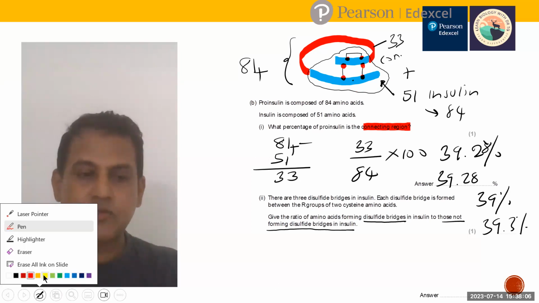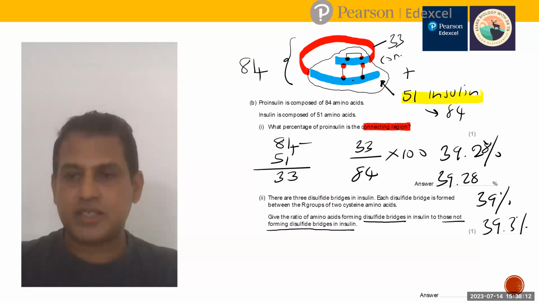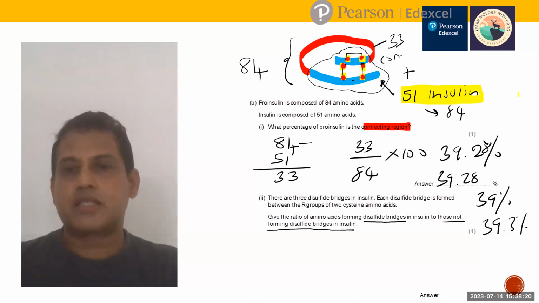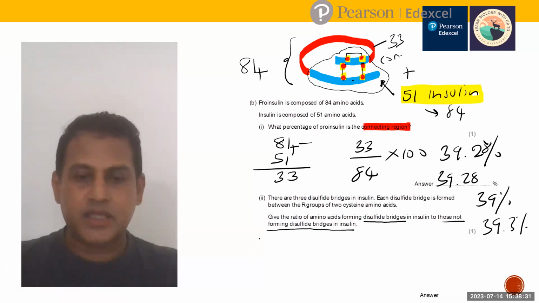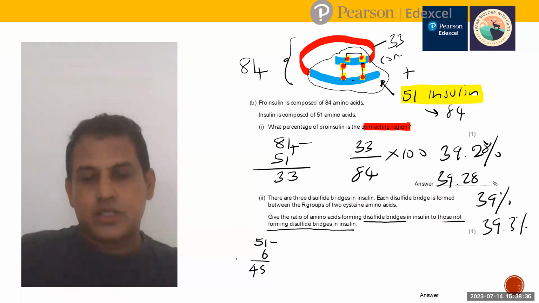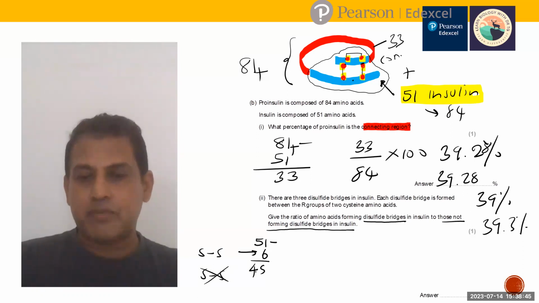Insulin has 51 amino acids. Now you can see here, 1, 2, 3, 4, 5, 6. Six amino acids are involved in making the disulfide bridges. And how many amino acids do not make disulfide bridges? We can easily calculate: 51 minus 6 is 45. So 6 make the disulfide bridges, and 45 do not make disulfide bridges.